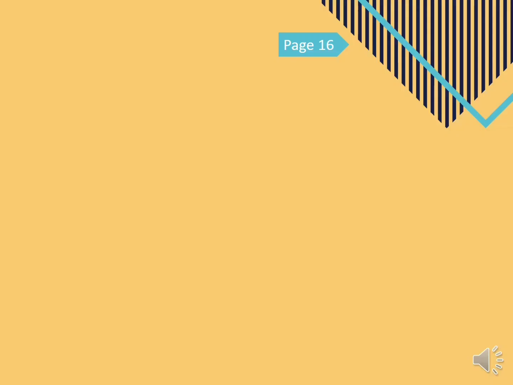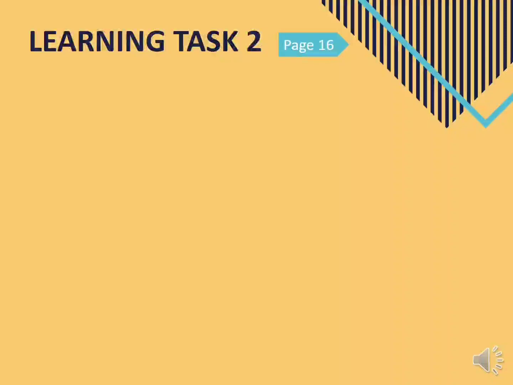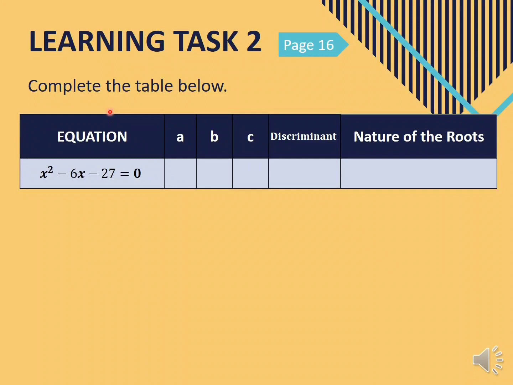On page 16 of your module, you have there the learning task number 2. Here, ang direction natin is to complete the table below. So, we have there a given table. Meron tayong 4 na equation. The first equation is x squared minus 6x minus 27 is equal to 0. And we are looking for the values of a, b, c, the discriminant, and the nature of the roots.